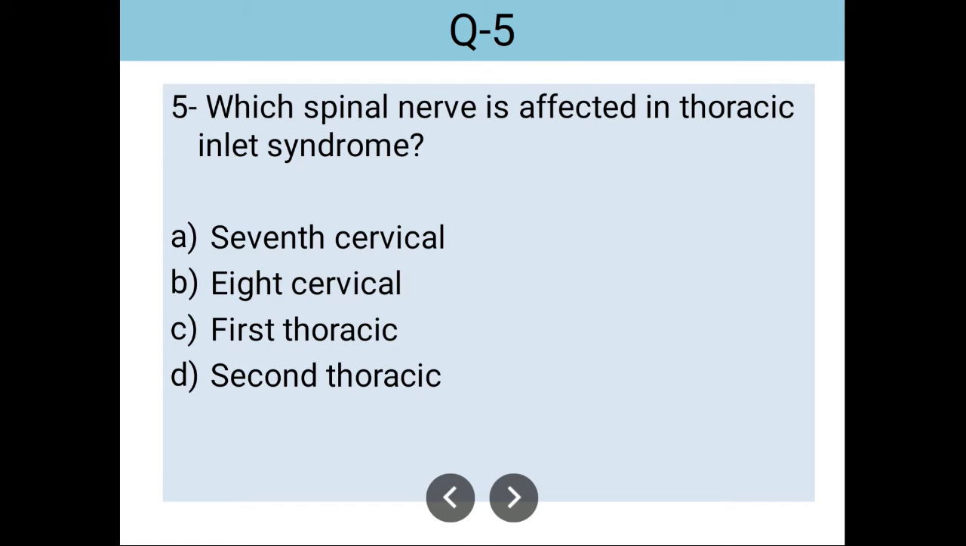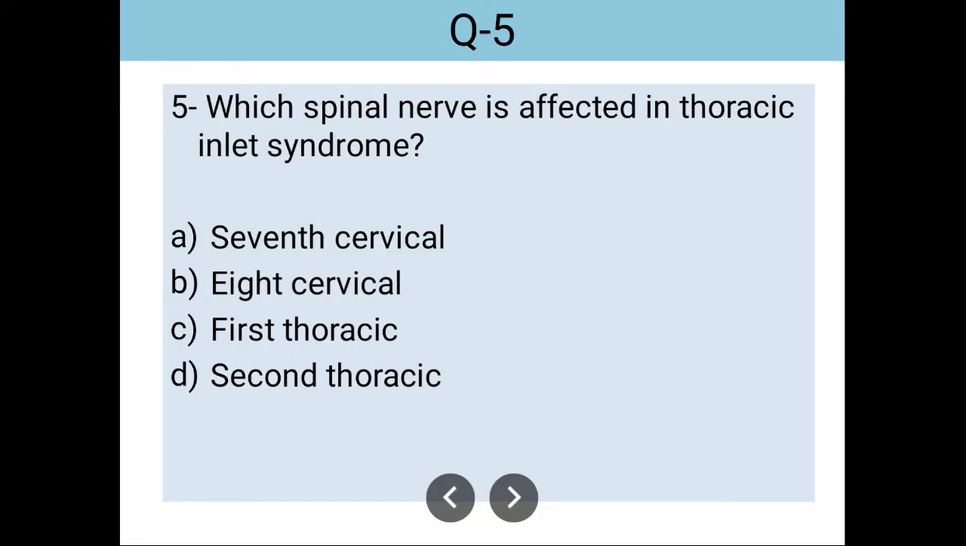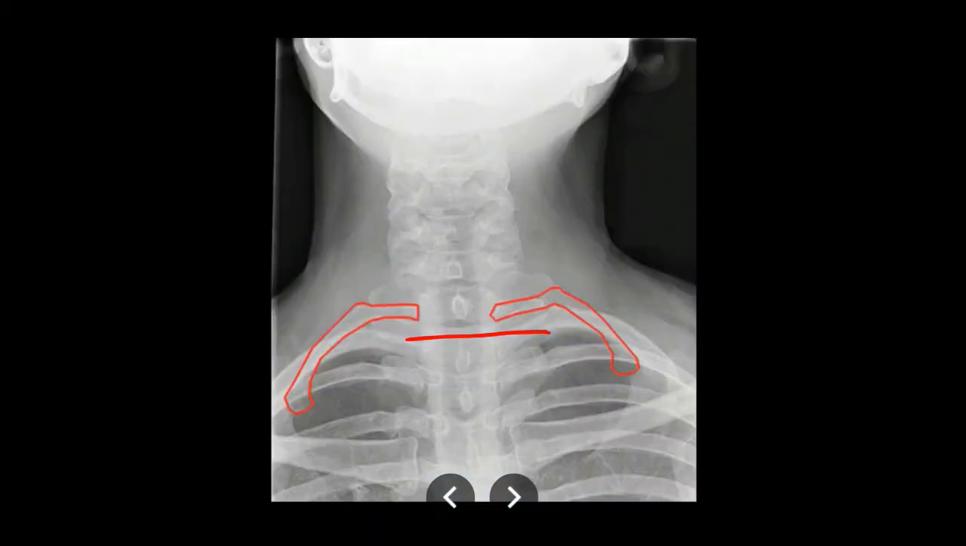Which spinal nerve is affected in thoracic inlet syndrome? Mostly in thoracic inlet syndrome, let's have a look, when cervical ribs form, the first thoracic spinal nerve will be involved in it.